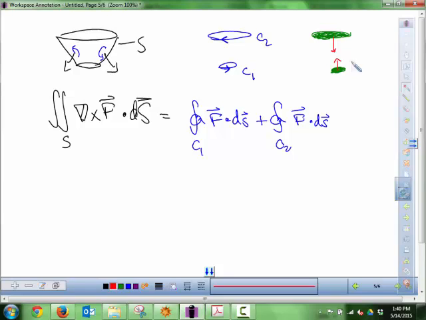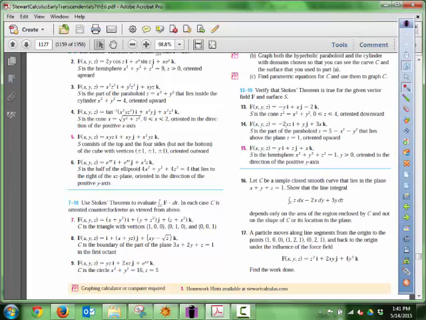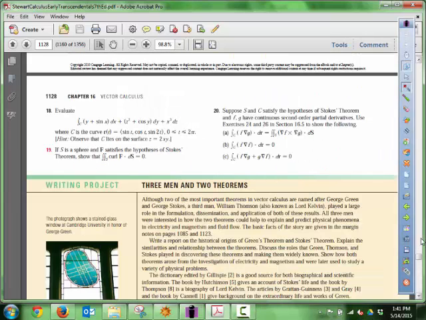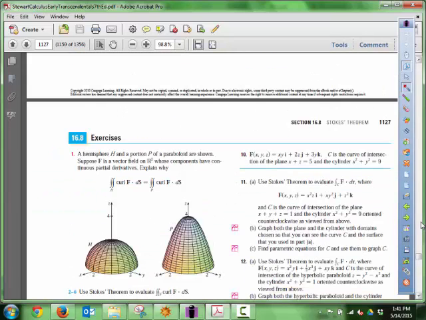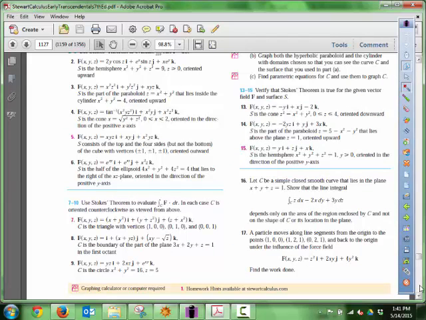Okay. Any questions? So that's Stokes. I think that's about all we need to say about Stokes Theorem. What chapter is it? 16.8.